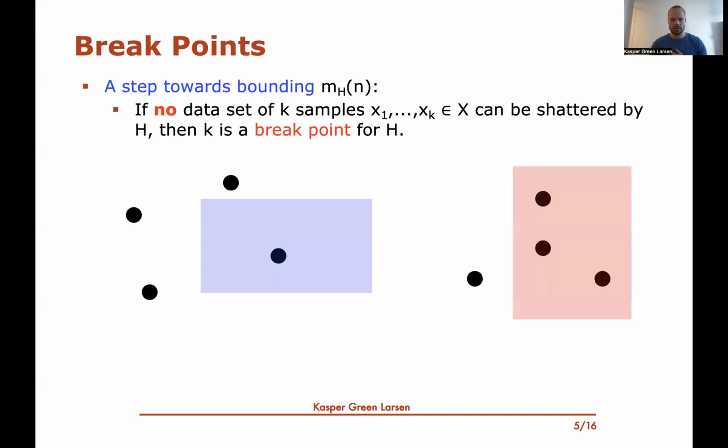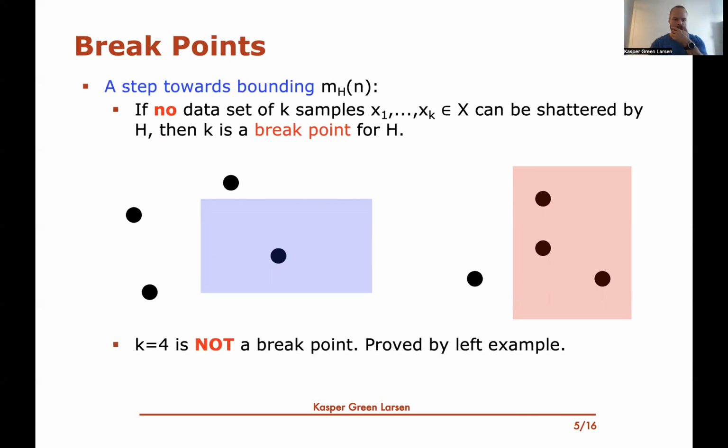So let's have a look. For instance, with the axis-aligned rectangles, we saw here 2 different data sets with 4 points. And this is not going to be a breakpoint, because we have the left example here. So there are actually 4 points that can be shattered. The definition of a breakpoint says that there must be no data set of k samples that can be shattered. So it doesn't matter that there are some sets of k points that you cannot shatter. As long as there's at least one that you can shatter, then you don't have a breakpoint.